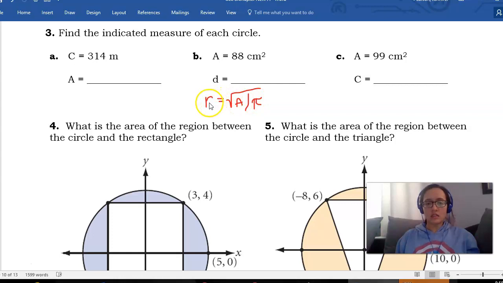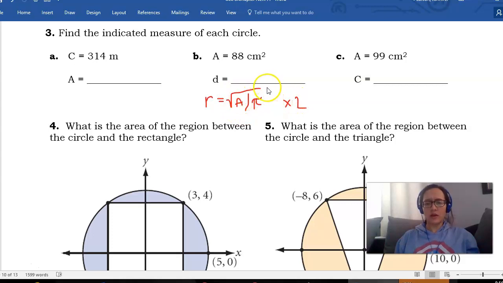Once we have the radius, in order to get the diameter, all we need to do is multiply that answer by 2. Radius goes halfway across the circle, right? So if we know the number going halfway across, we can double it to get the number going all the way across the circle. So whatever the radius answer is, times that answer by 2.